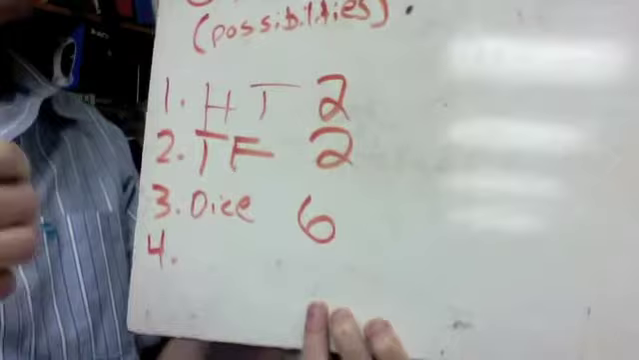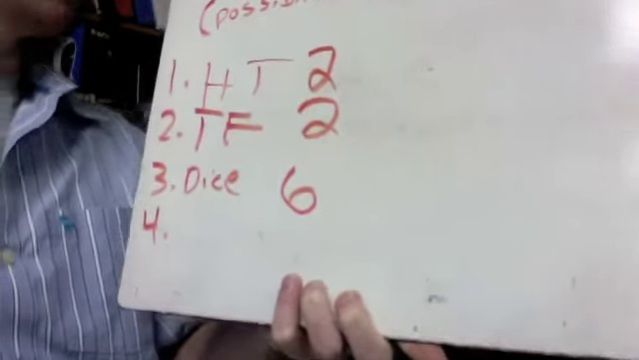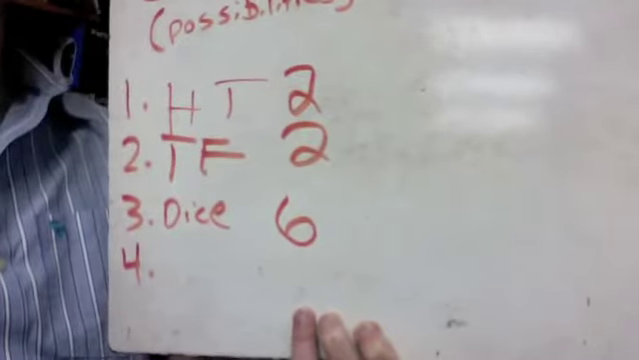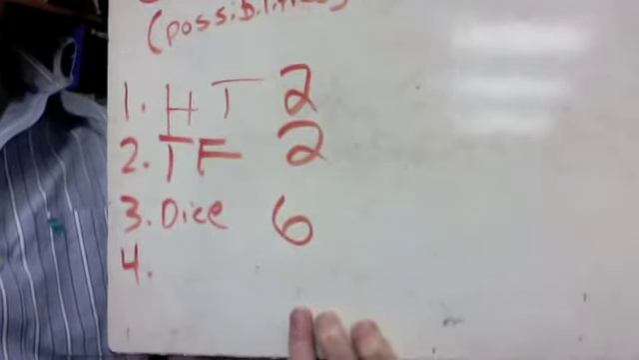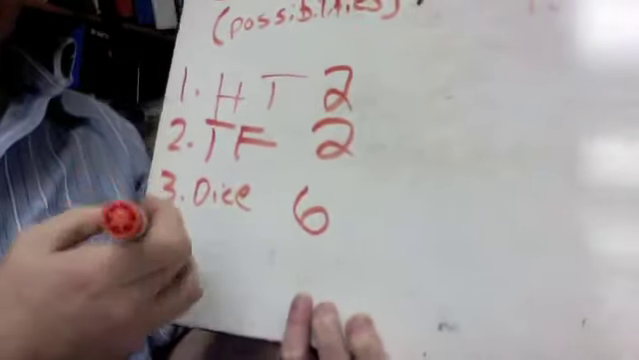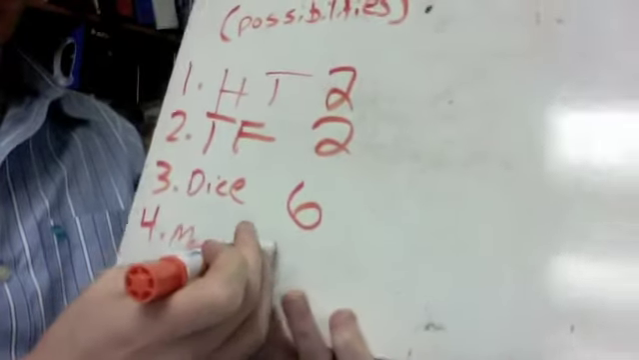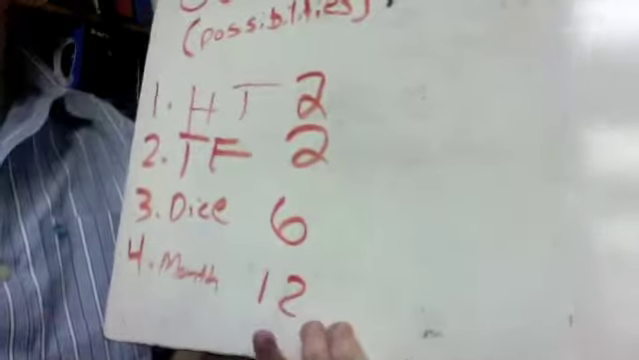And then choosing a month at random. Let's say we just wrote every name of the month on a slip of paper and put it in a hat. We drew it out. How many outcomes would we have for months? Well, there's 12 months, so there's a possibility of 12 outcomes altogether.